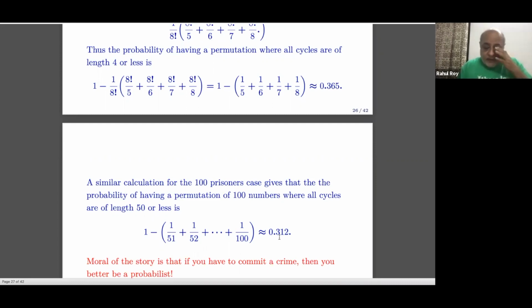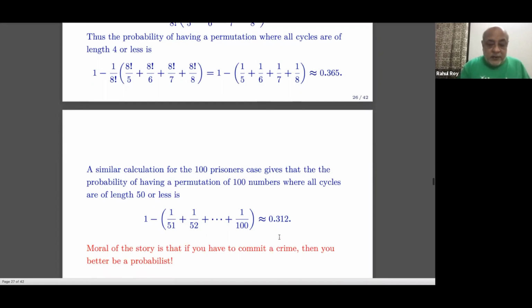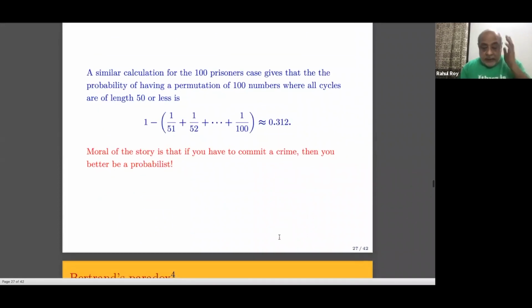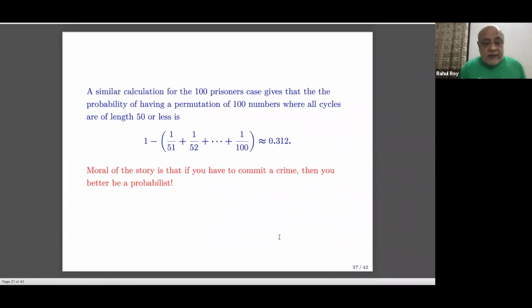So the moral of the story is that if you have to commit a crime, then you better be a probabilist. And in this connection, I want to give you an exercise. Do this entire thing for 2n prisoners. There are 2 times n prisoners, and there are 2 times n drawers in a cupboard. What do you get as the answer? And then take n to be infinity and see what it is.